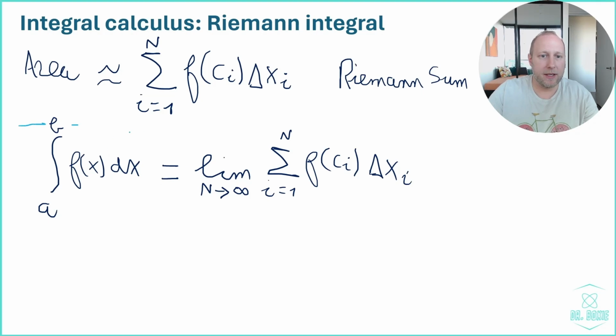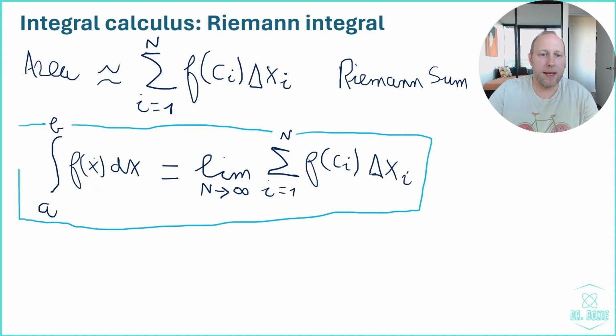Now this definition works under the assumption that the limit exists, first of all, and doesn't depend on the choice of our xi, so how we subdivide that interval, and that it doesn't depend on which points we chose within each subinterval, so which ci's we chose.